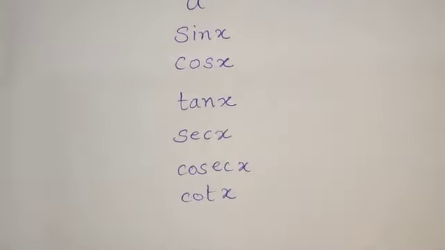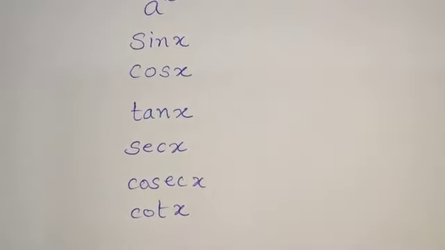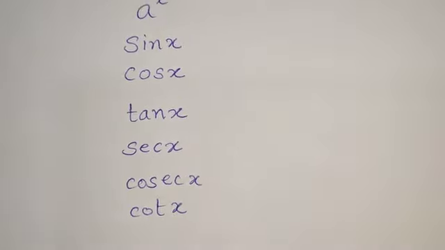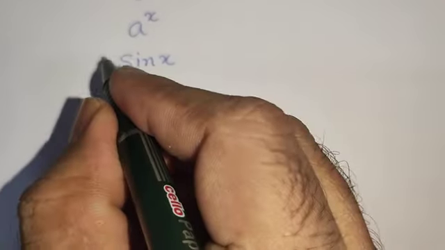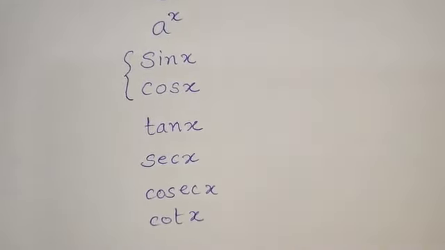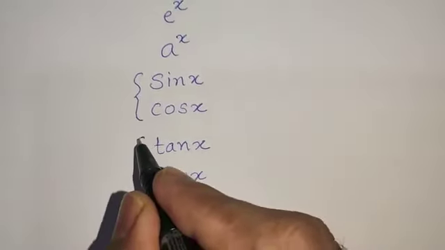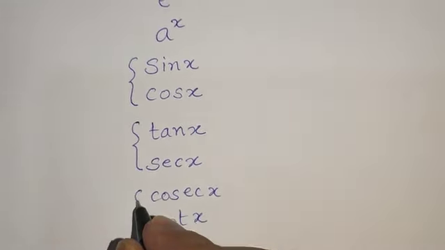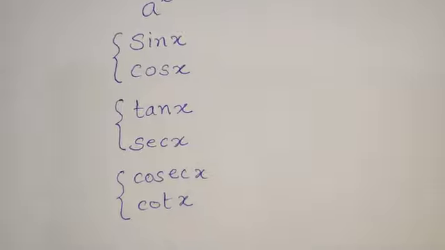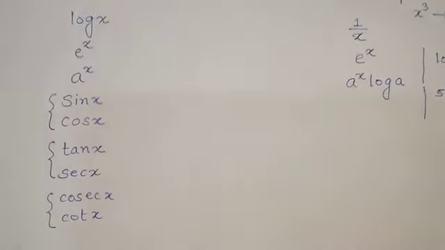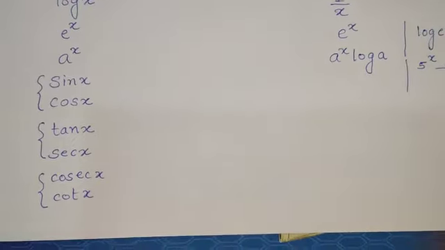So on the left hand side I have mentioned all the trigonometric functions: sin x, cos x, tan x, sec x, cosec x and cot x. Now try to remember them as pairs. The first pair will be sin x and cos x. The next pair will be tan x and sec x. The third pair will be cosec x and cot x. If you remember them in pairs, then it is easy to remember their derivatives.